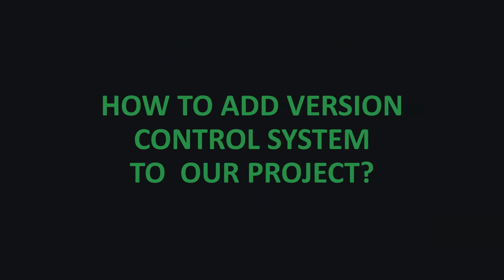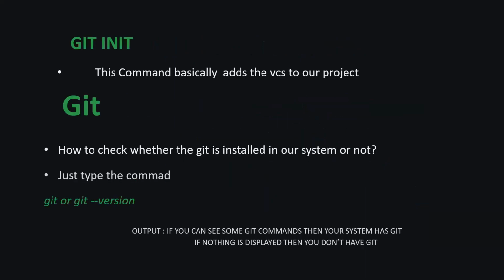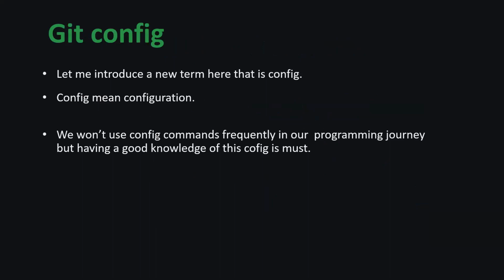How to add version control to our project? The git init command basically adds a VCS to our project. How to check whether Git is installed in our system or not? Just type the command git or git --version. Git config. Let me introduce the new term config. Config means configuration. We won't use config commands frequently in our programming journey, but having a good knowledge of config is a must.